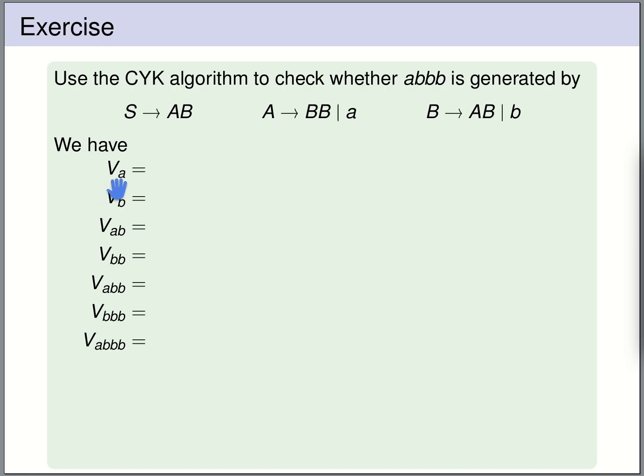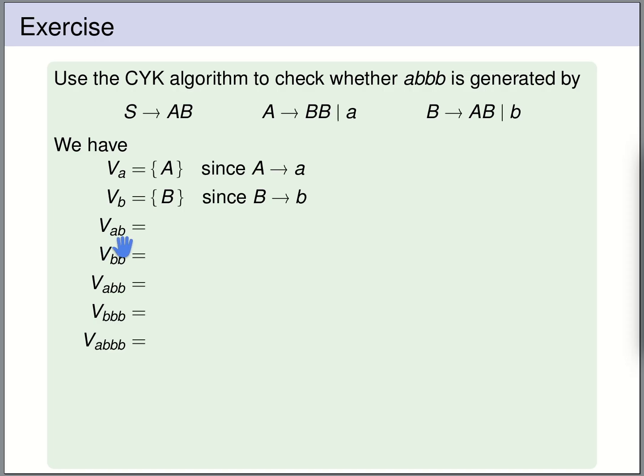V_A consists of all the variables that have a production rule with the terminal letter A in the right-hand side. There's only one such production rule, and the variable on the left is A. V_B consists of all the variables that have a production rule with terminal B in the right-hand side. Again, there's only one such production rule, and the left-hand side is the variable B.